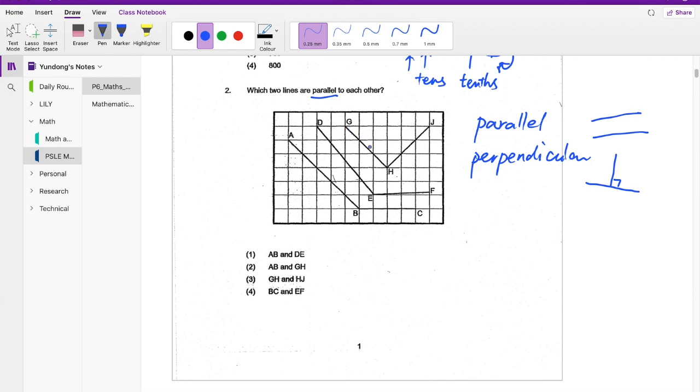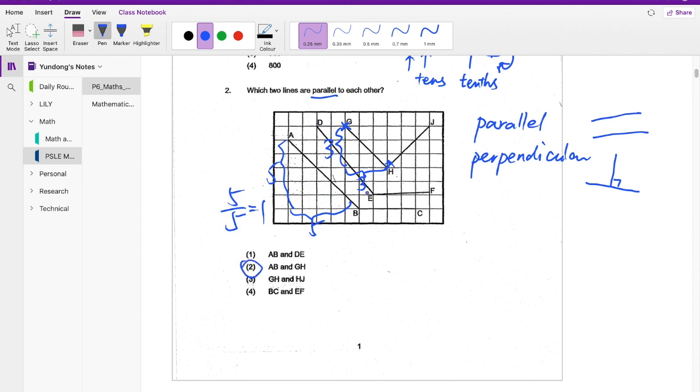For example, take GH. For this slope, we see that the vertical is 3, the horizontal is 3. This vertical divided by this horizontal defines the slope. How about this one? This is 5, this one also 5. So this slope is 5 divided by 5, which is 1, the same as 3 divided by 3. So these two have the same slope, which means they're parallel. So AB is parallel to GH.